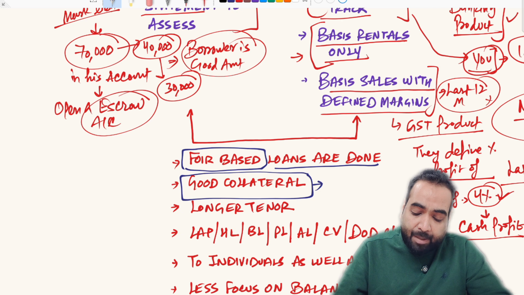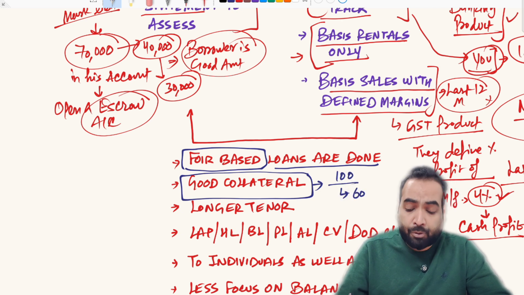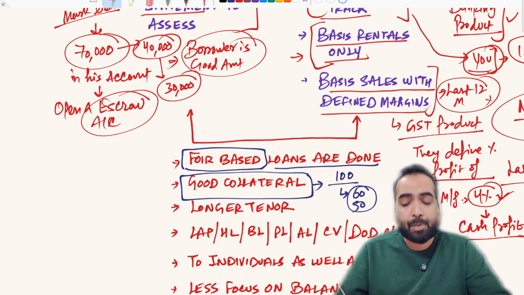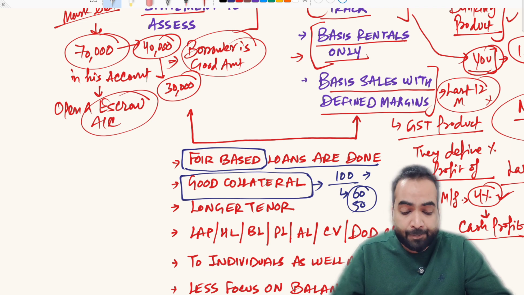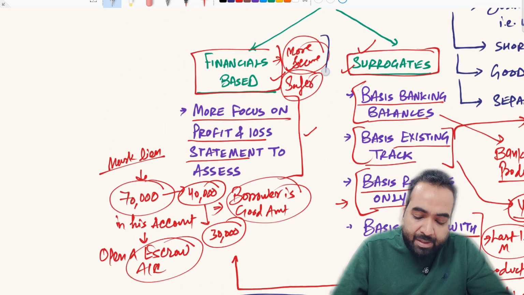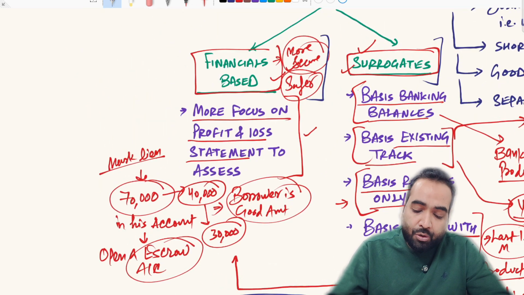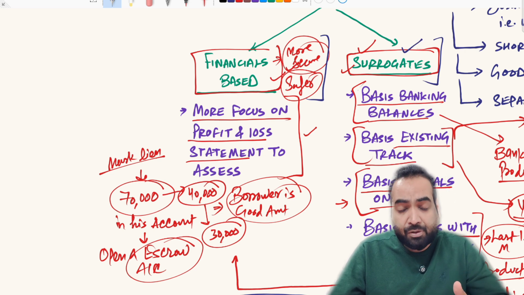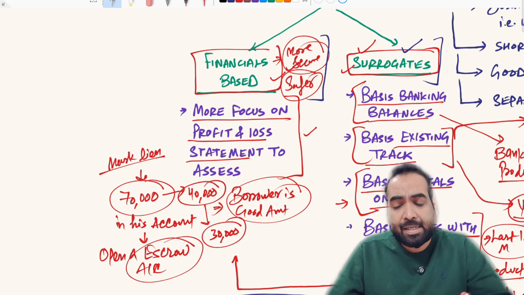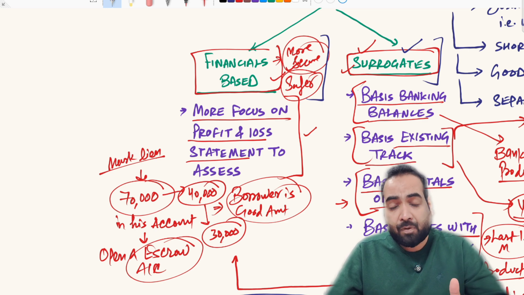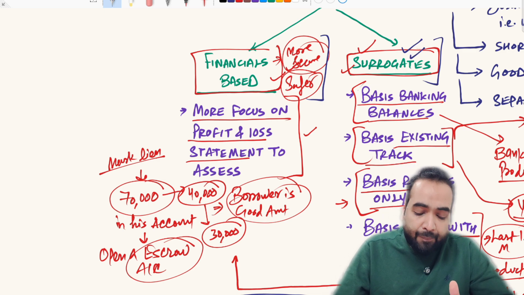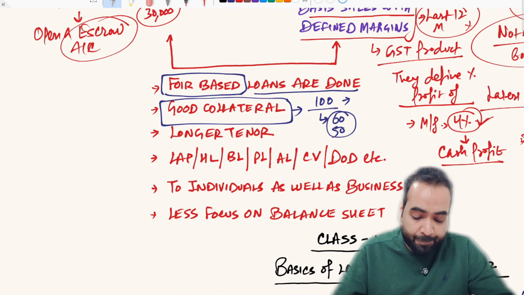Say if you are taking a property of 100 rupees market value, then you give only 60 rupees of loan, or 50 rupees worth of loan on this property, and you keep a healthy margin for yourself for your security in such types of loans. Obviously, since financial based are more secure than surrogate products, you will want to be more secure in surrogate products. Hence, you will keep more margin percentage in surrogate products, and you will want better quality collaterals in surrogate products than the financial ones, right? That is very well understood.